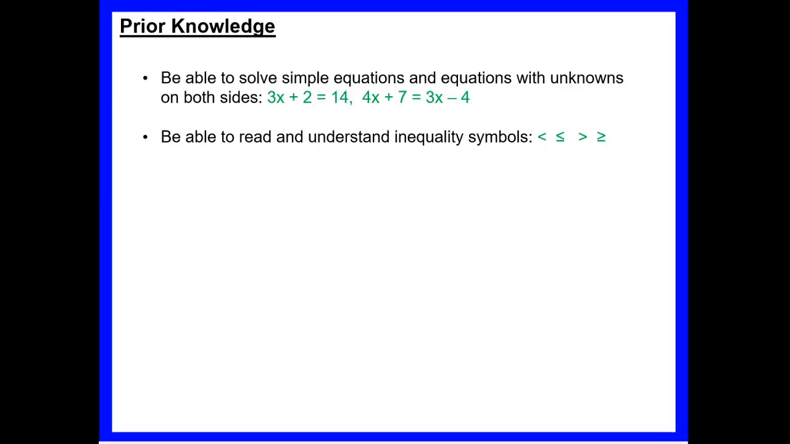So prior knowledge check then before we start. We should be able to solve simple equations and equations with unknowns on both sides. So simple equations such as 3x + 2 = 14, and ones with unknowns on both sides such as 4x + 7 = 3x - 4. Remembering when it says we want to solve an equation, it means we need to find the value of x.